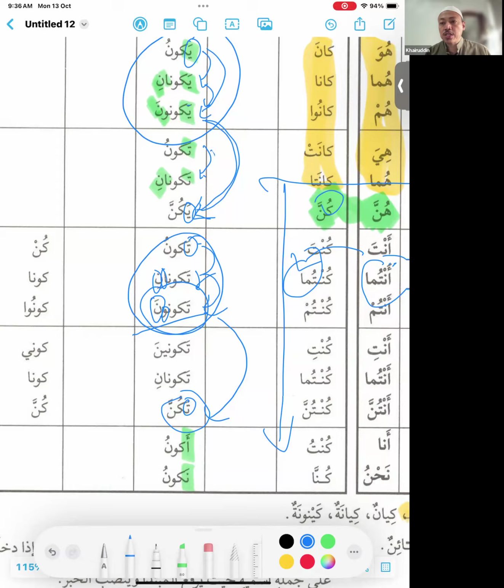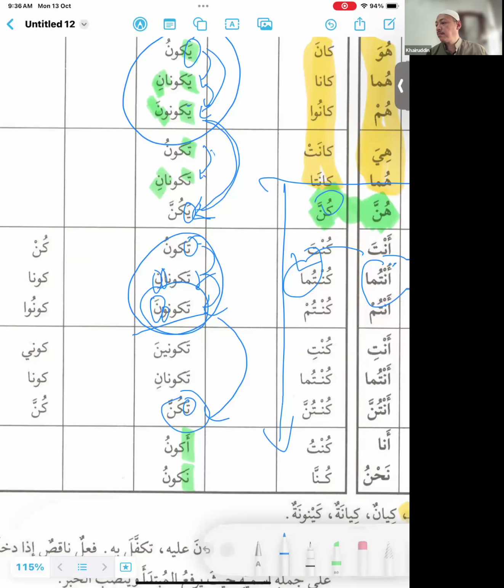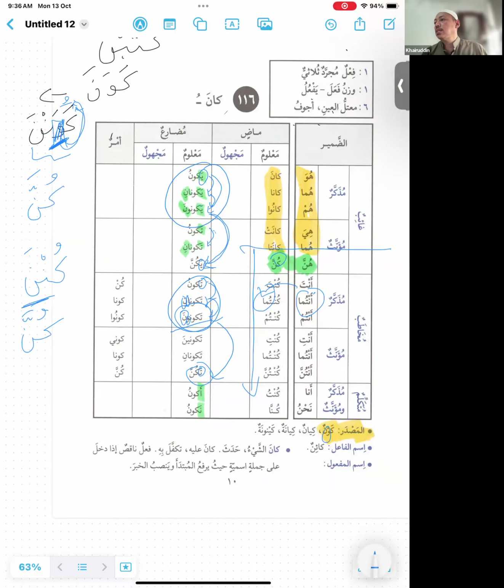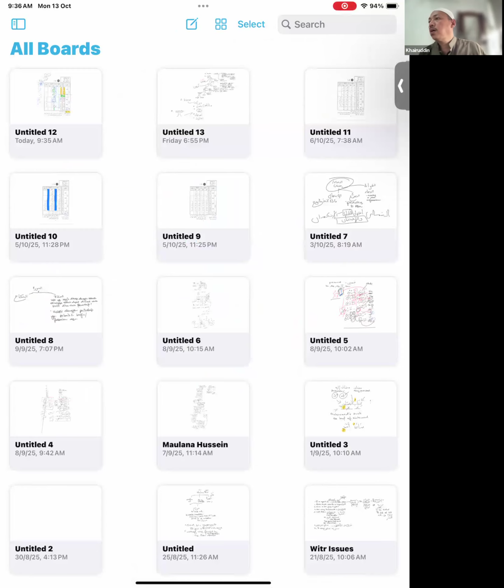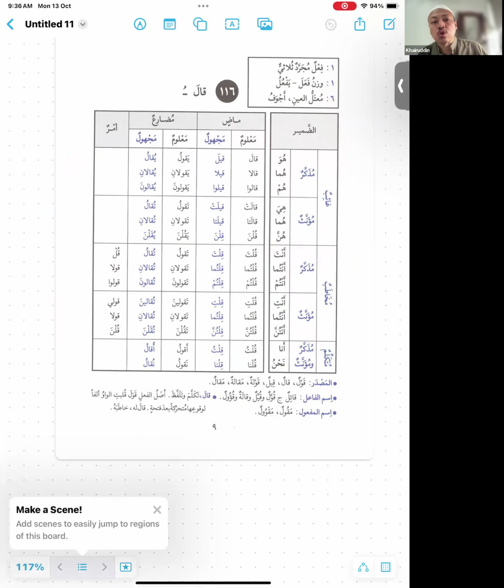Okay, questions? Any questions? No? Okay, so you can do this inshallah ta'ala for your homework. You can just follow the pattern. I think I can send you this page. Yeah. So you can just follow this pattern and then do the same for qala yaqulu or sama yasumu.